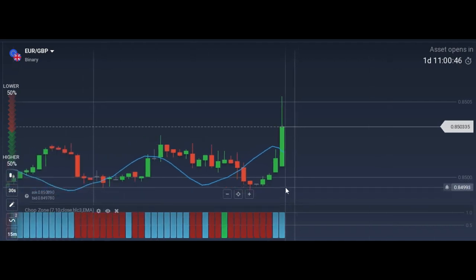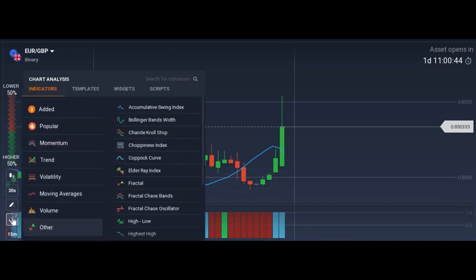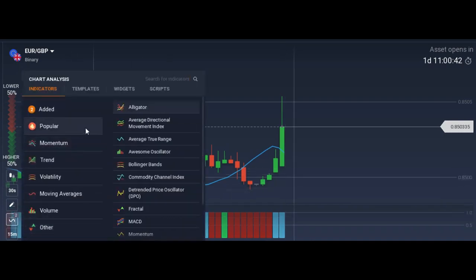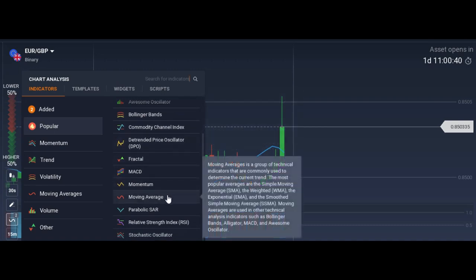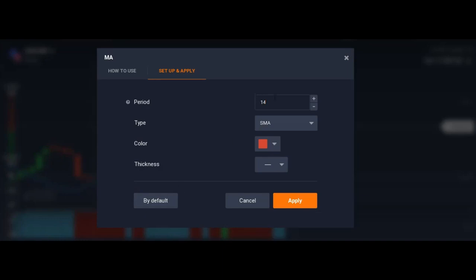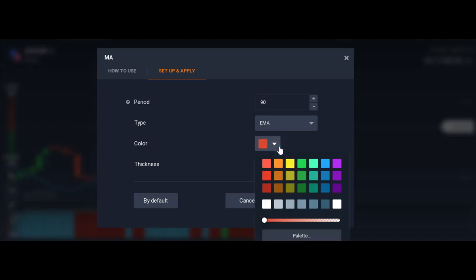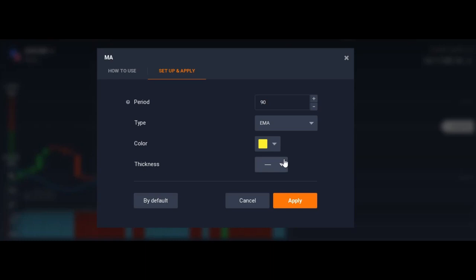And finally, we put a moving average. In period, we put 90. In type, we put EMA. In color, we put yellow and thick line.